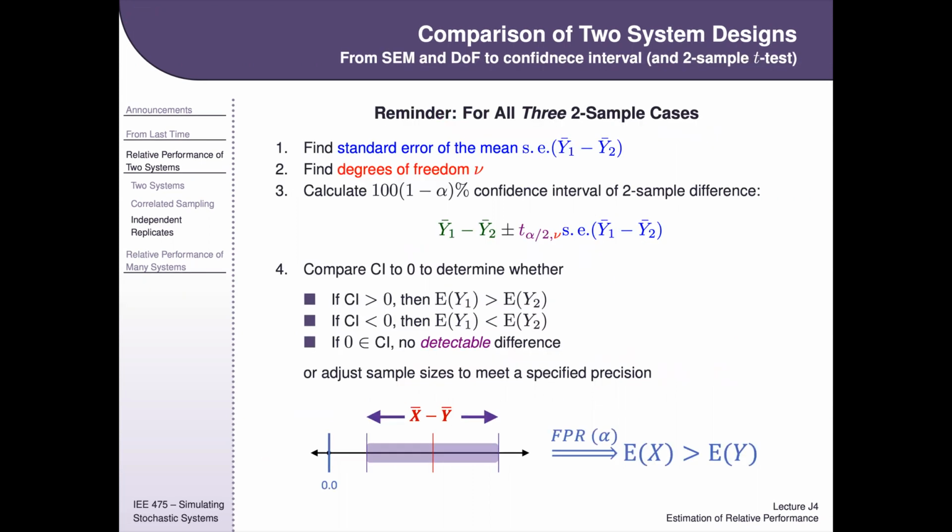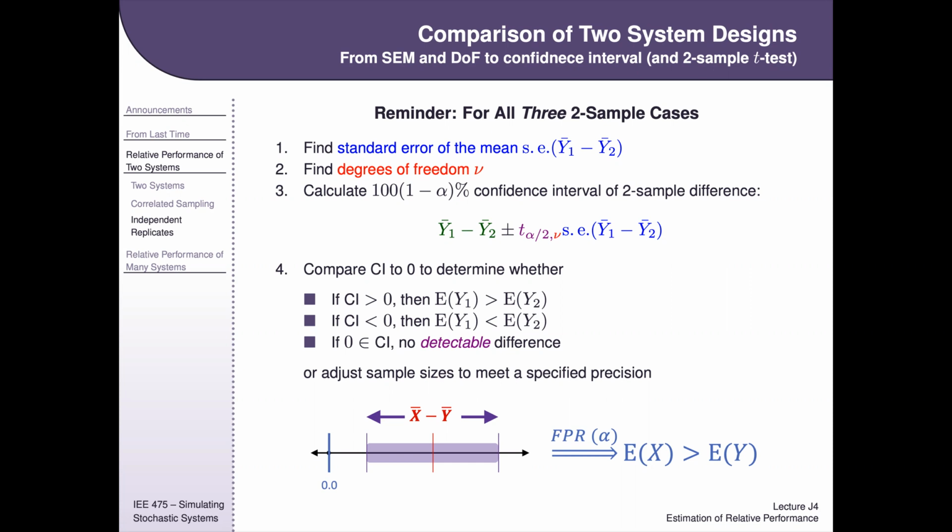So for all three of these, I've given you a formula for standard error of the mean. I've given you a formula for degrees of freedom. You know the formula for the center of the half width. That's just the mean of the first system minus the mean of the second system. So that will be the center for all of these. So you know the point estimate of the difference of the means. It's just the difference of one system's sample mean minus the other system's sample mean.